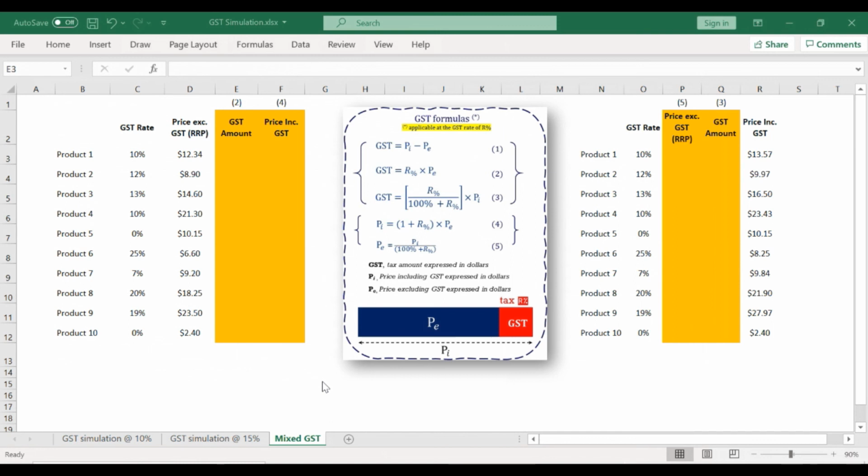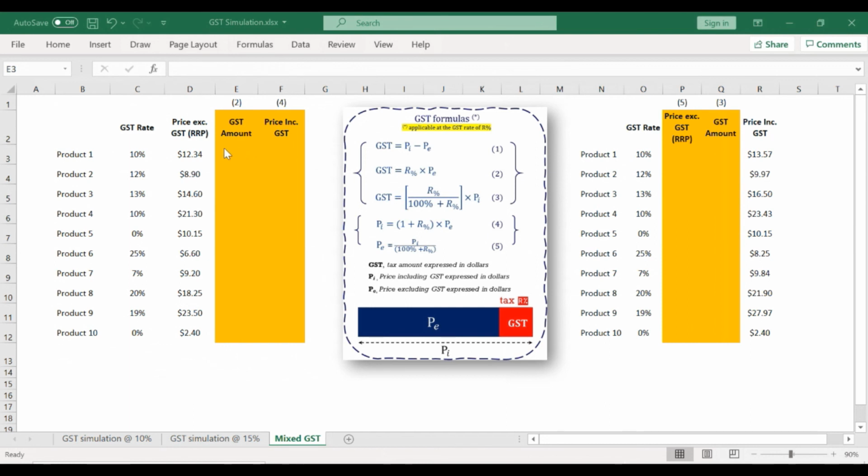Now, let's look at this specific example, which is typically applicable in those countries where you have different tax rates for different products. Let's start on the left-hand side here. Let's say, for example, I have 10 products, and each product attracts a different tax rate. So product 1 is taxed at a rate of 10%, and product 9 is taxed at a rate of 19%. And there are other products which are GST exempt. In this case, we have a list of products with the GST rate in column C. We have the price before GST, and we have to calculate the corresponding GST amount.